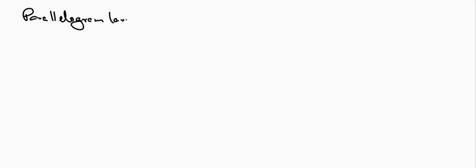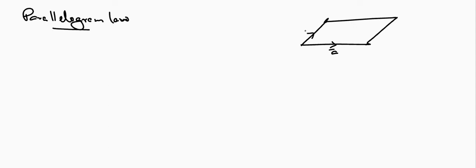Next one is parallelogram law. Here, if A vector and B vector are any two adjacent sides of a parallelogram, then the vector sum of A vector and B vector is represented by its diagonal. This is a parallelogram.